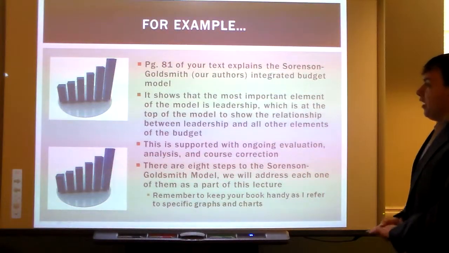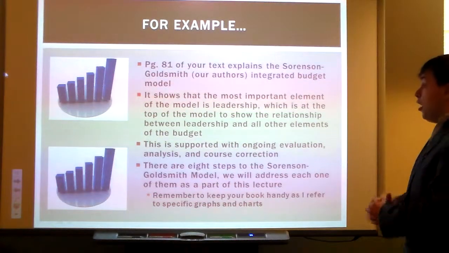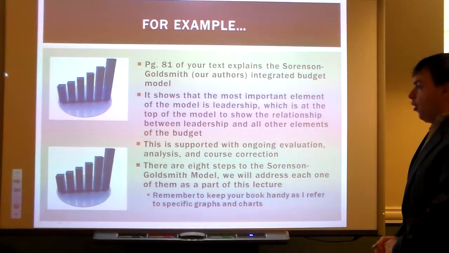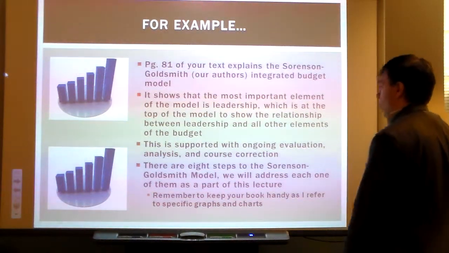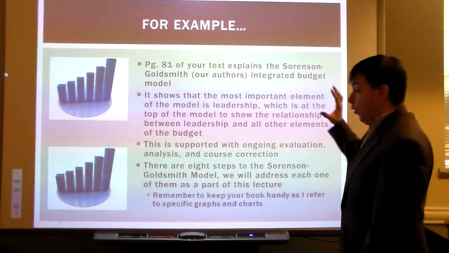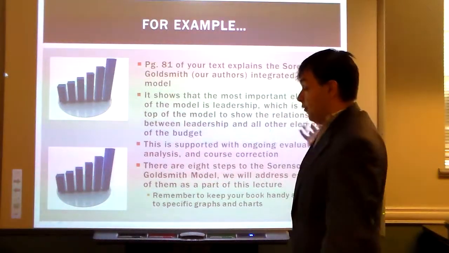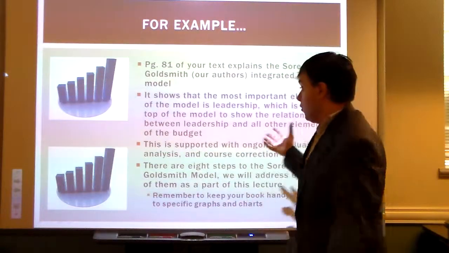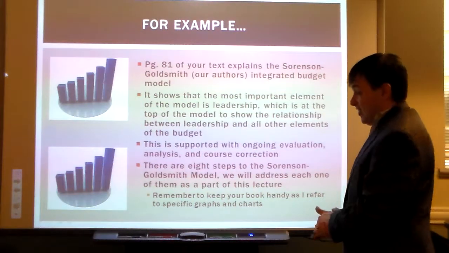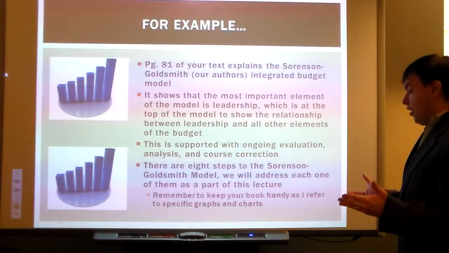So page 81 of your text explains the Sorensen, Goldsmith, who are our authors, their budget model. The thing that they try to explain is the most important element of the model is leadership, which is at the top of the model to show the relationship between leadership and all other elements of the budget. Now I want to hold up on this because if you remember in Money in Schools, they say that the most important element of the budget is instructional decisions. So this is 2 different authors. They're saying leadership. Thompson, Wood, and Crampton, Money in Schools, say it's instruction. So this is supported with ongoing evaluation, analysis, and course correction.